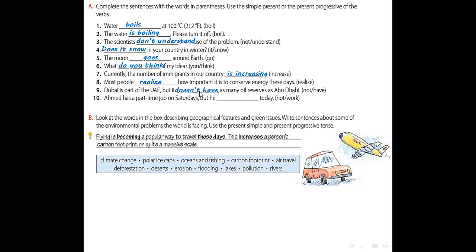Dubai is part of the UAE, but doesn't have as many oil service as Abu Dhabi. Negative for simple present: doesn't have. Ahmed has a part-time job on Saturday, but he is not working today. Temporary state, temporary situation. So we use present progressive. Isn't working.